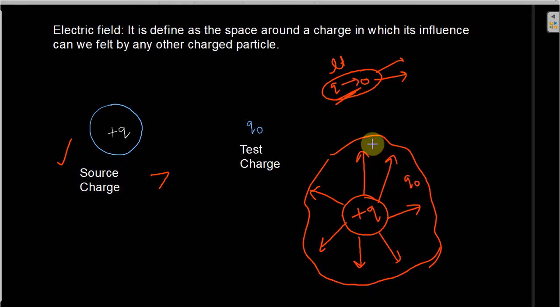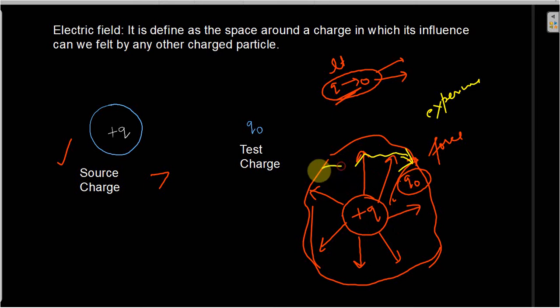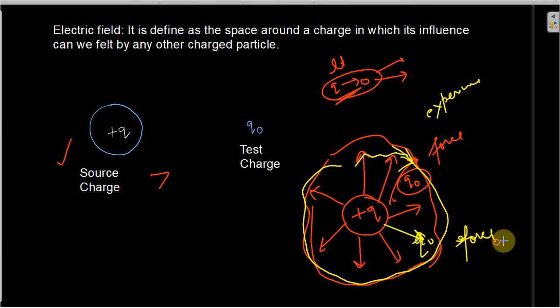Now we will place this test Q naught charge in the field of positive Q charge. So what will happen? This Q naught charge will experience a force due to the electric field lines. So electric field is the property of a charge due to which if you place any second charge inside that field, that charge will also experience a force. So this is electric field.